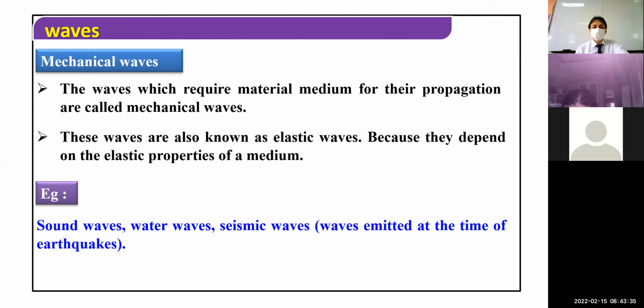Water waves, generated in a pond, in a river, or anywhere, are ripples generated in a medium. Seismic waves are waves produced during an earthquake. Here in Indonesia, a country very sensitive to earthquakes, earthquakes come regularly. The waves generated during an earthquake are called seismic waves, and they also require a medium for their propagation, travelling through the ground.